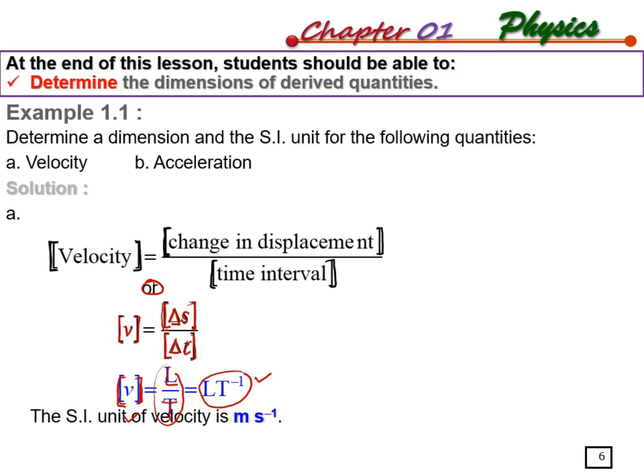And the SI unit you can get from this dimension. So refer back, the L is referred to length, so length is unit meter, and T is for the time taken. So time taken we refer to unit second, small s, so meter per second.